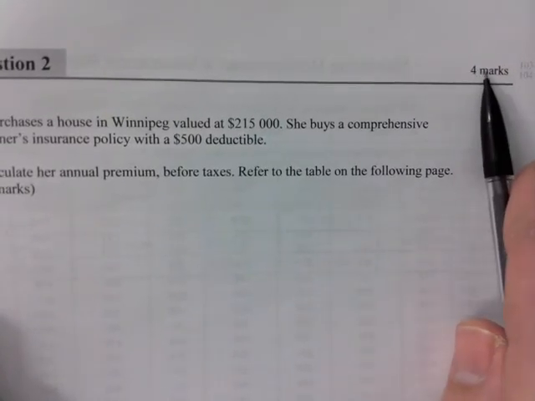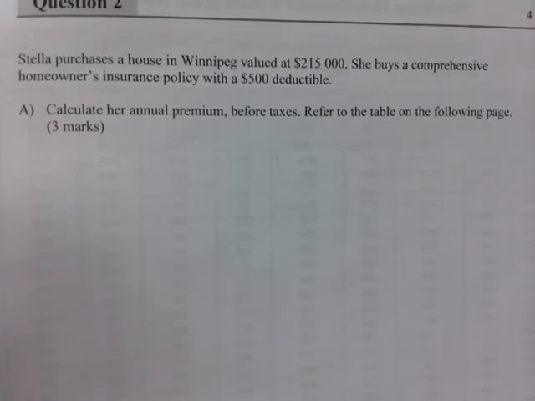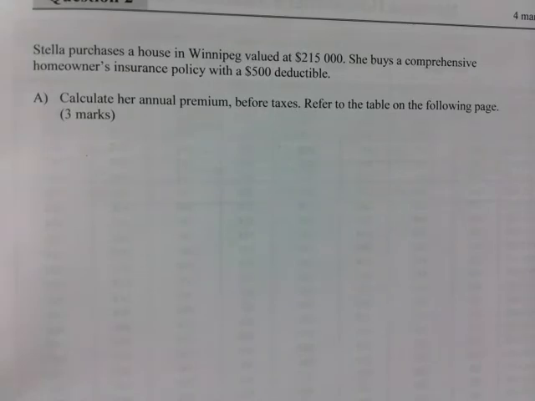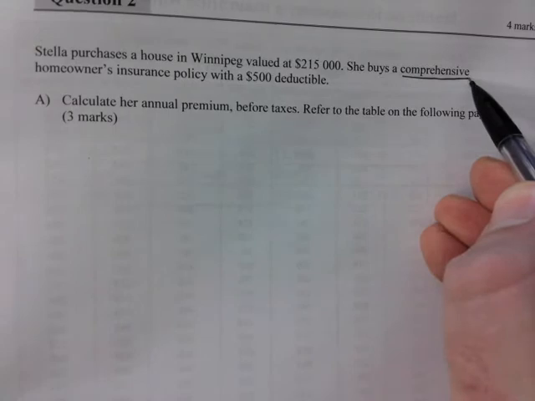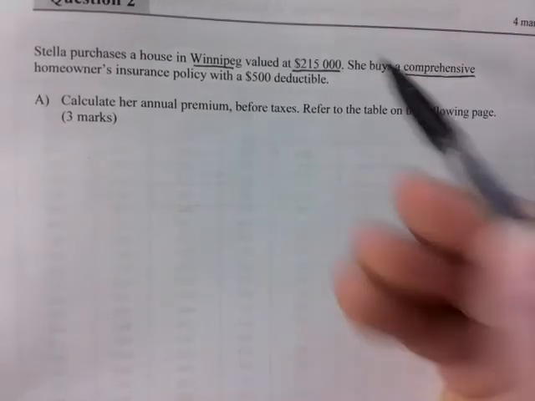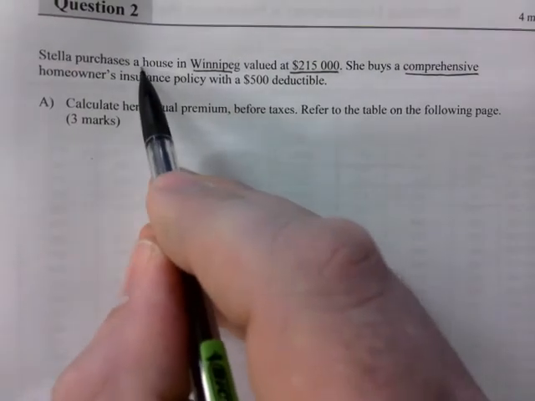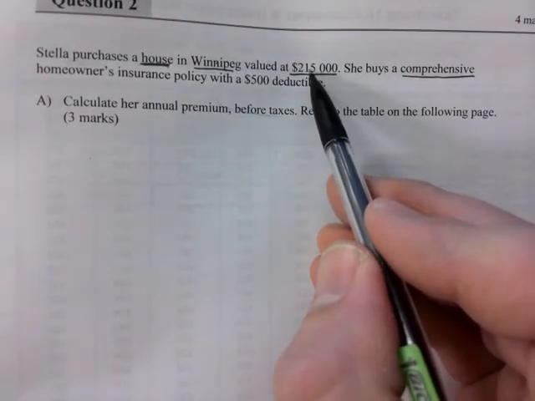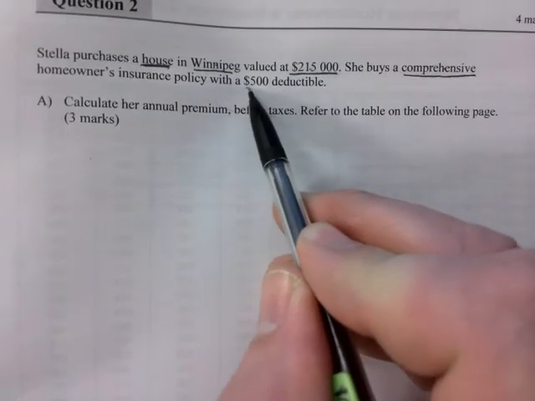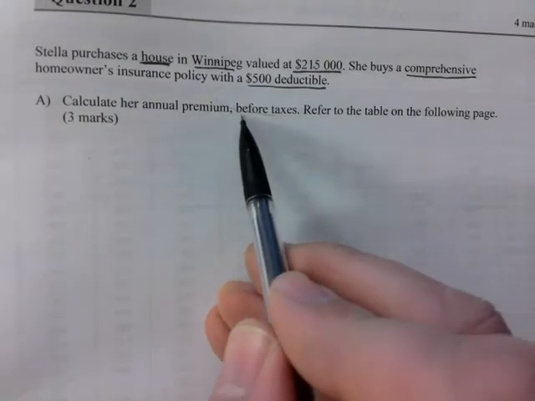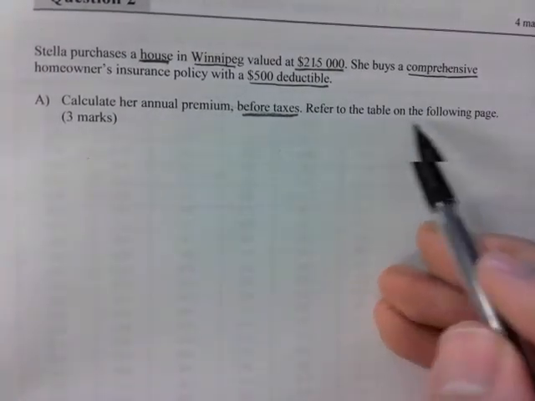What at the top right corner? We're talking insurance here. Stella purchases a house in Winnipeg, valued at $215,000. She buys comprehensive. I'm going to underline the important terms: comprehensive, it's in Winnipeg, we know the value, and it's a house. We want comprehensive and a $500 deductible. Calculate her annual premium before taxes. Refer to the table on the following page.